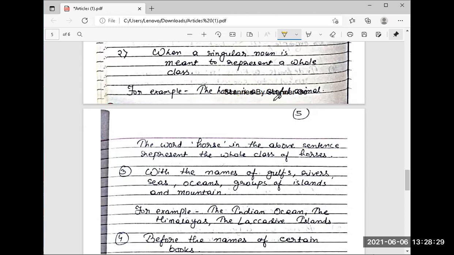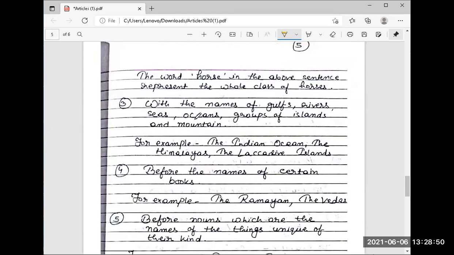Yeah, the horse is a useful animal. Here it will be the. The horse is a useful animal. Okay, it is somehow cut off. I don't know. The horse is a useful animal. The word horse in the above sentence represents the whole class of horses.